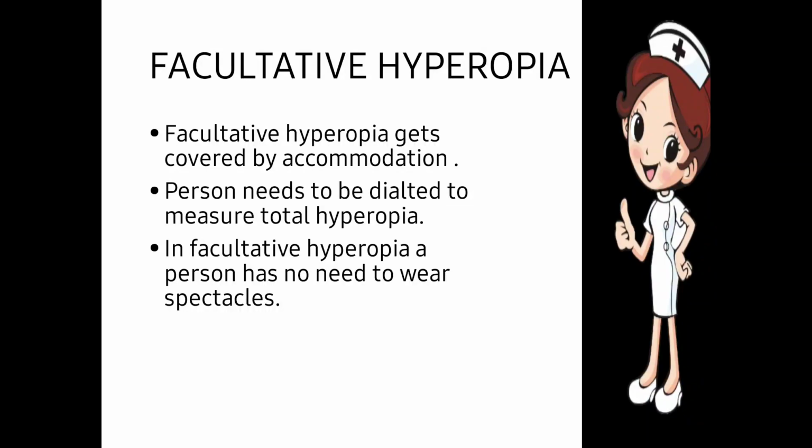It gets covered by the accommodation, as we all know that the lens will accommodate because the ciliary muscles as well as the zonular fibers help to accommodate the lens. They will contract as well as relax so that the person can focus on the image and the image is seen very clearly. So it is the facultative hypermetropia which gets covered by the accommodation. The person will accommodate and we are not supposed to give any correction to the patient. It gets completely corrected by itself.